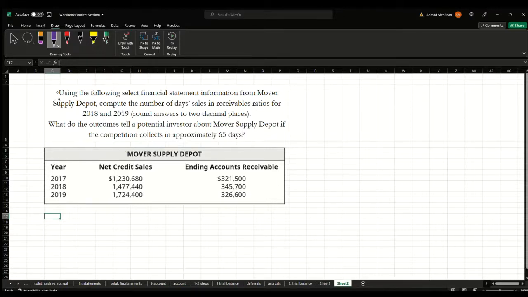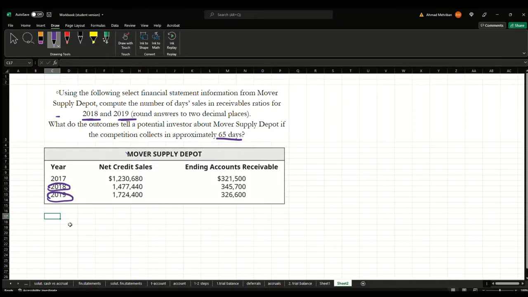So let's look at it very carefully. Using the following select financial statement information from Mover Supply Depot, compute the number of days sales in receivables ratio for 2018 and 2019. We have to round the answers, but that's not really important. What do the outcomes tell a potential investor about Mover Supply Depot if the competition collects in approximately 65 days? So first let's calculate the 2018 and 2019 AR turnover ratio. So what do we need to calculate?